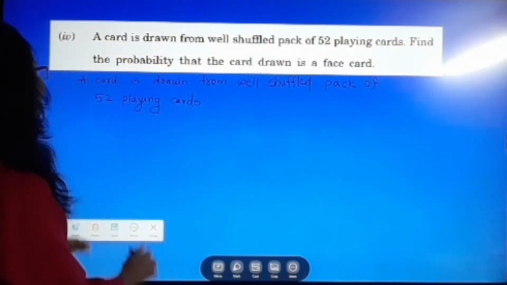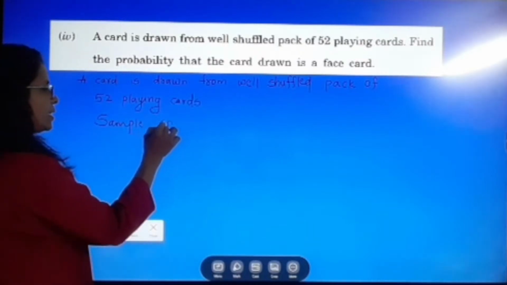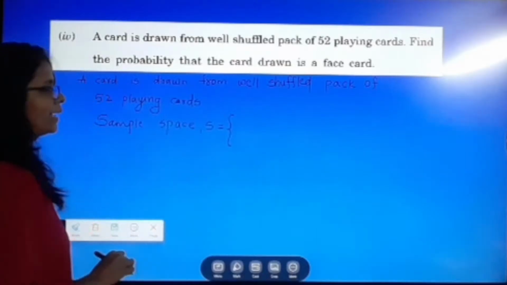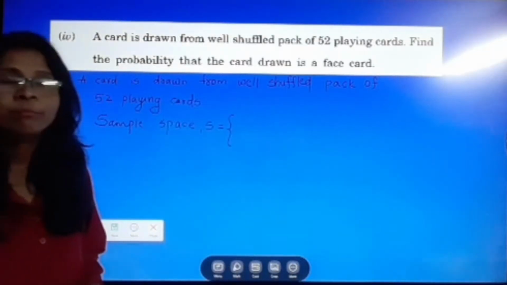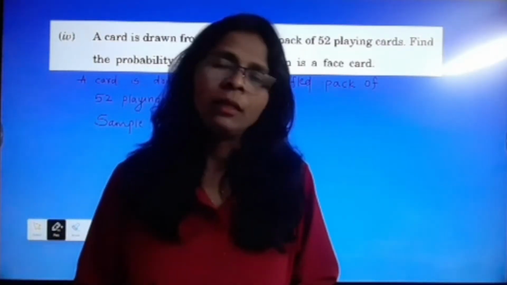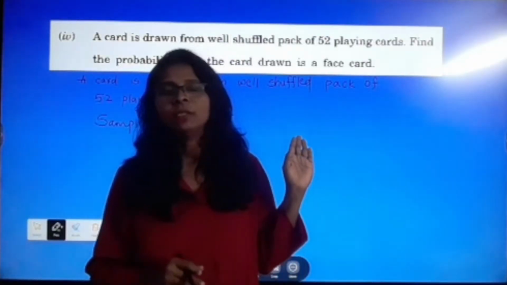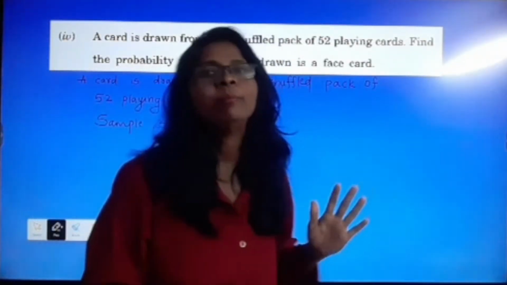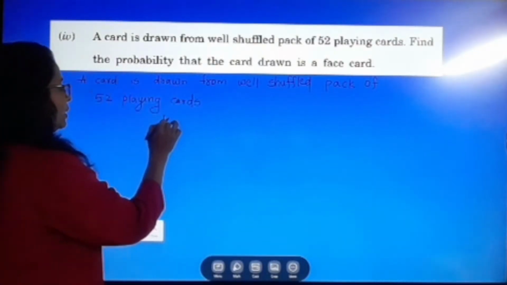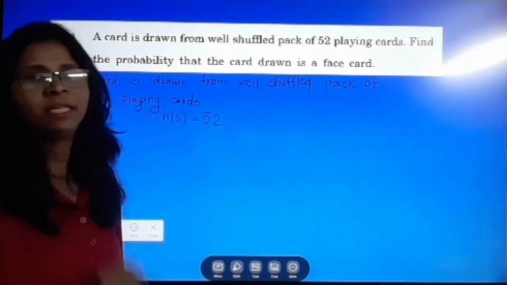So that means students here the sample space S is equal to, that we do not write down the sample space, students. Do not write the sample space. You write down the 52 elements in this sample space. No, there is no time to write down such a thing. So you do not write down the sample space. You directly write down, students, you write down the n of S is equal to 52.